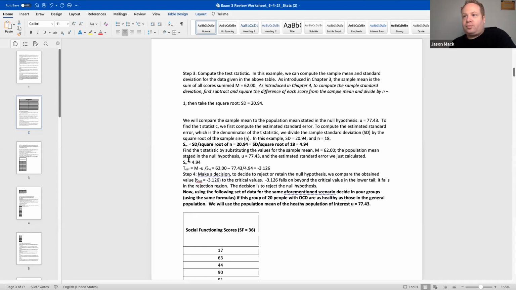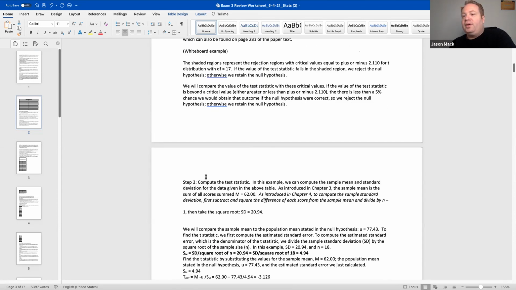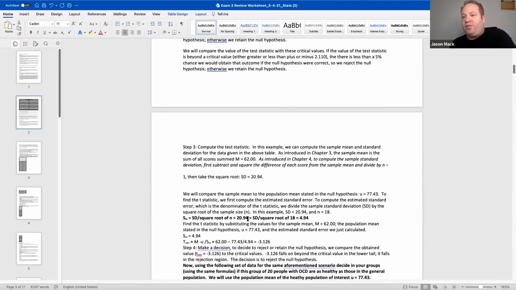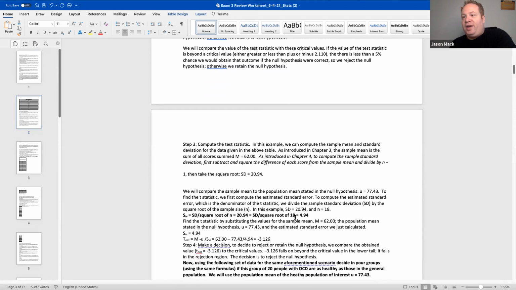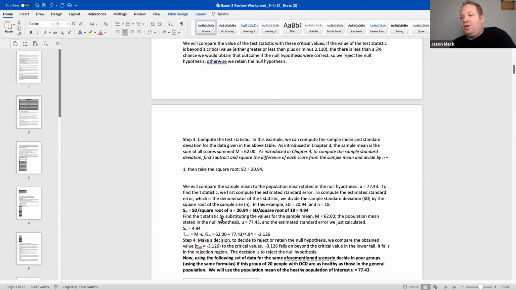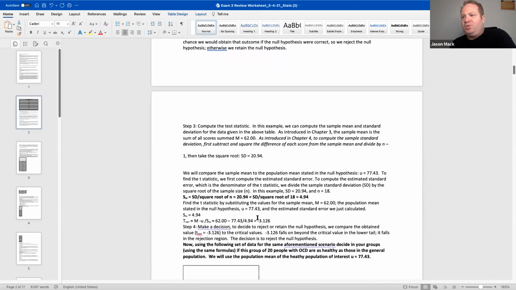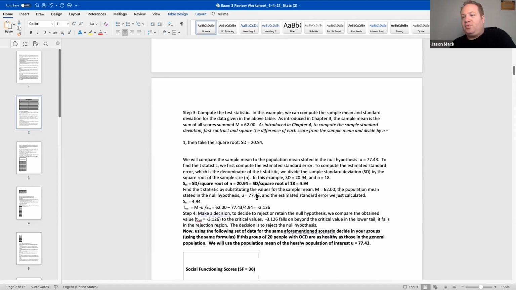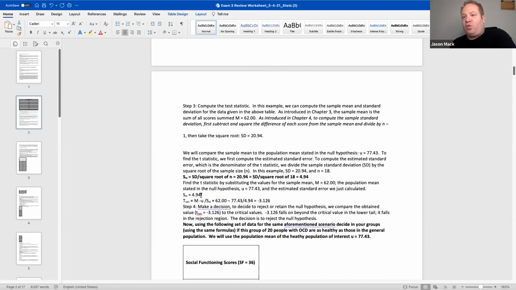Therefore, the estimated standard error is equal to the standard deviation divided by the square root of n, which is 20.94 divided by the square root of 18, which is 4.94. We're going to find the t-statistic by substituting the values of the sample mean, M equals 62, the population mean stated in the null hypothesis, which is 77.43, and the estimated standard error we just calculated. So the estimated standard error is 4.94.